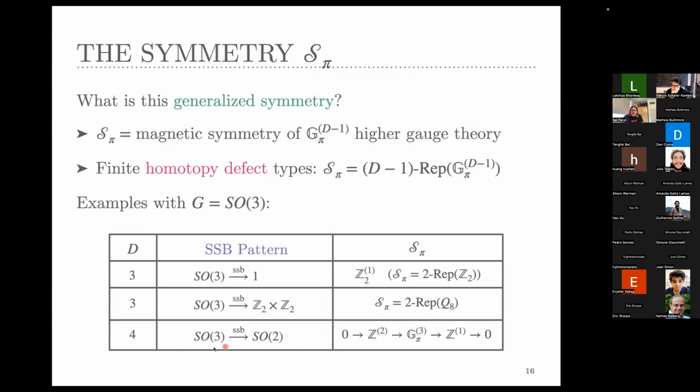Then another example is if you break SO(3) down to SO(2). This is like your ordinary fridge magnet as the symmetry breaking pattern. And I actually don't even know what label to put to describe the symmetry defects, because this higher group is not finite anymore. It'll be a 3-group because we're in D equals 4. The higher group, you can think of it as some sort of extension of a Z 1-form symmetry by a Z 2-form symmetry, and it'll have a non-trivial 4-cocycle describing the extension. We'll talk about this example in much more detail later in the talk, and we'll also talk about the symmetry breaking patterns of these emergent symmetries.